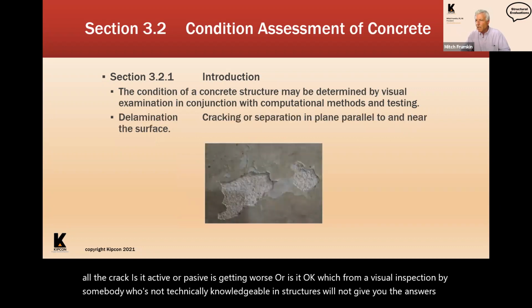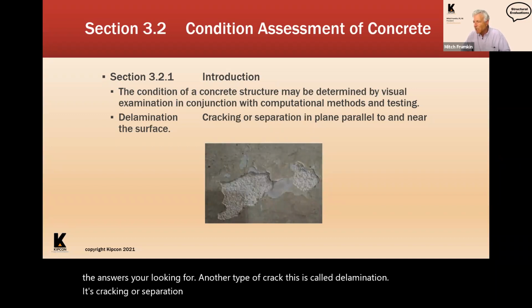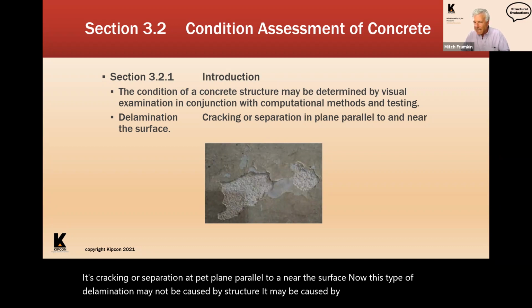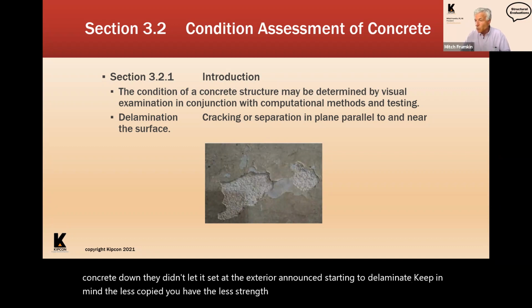Another type of crack, this is called delamination. It's cracking or separation in a plane parallel to and near the surface. Now, this type of delamination may not be caused by structure. It may be caused by when they put the concrete down, they didn't let it set at the exterior, and now it's starting to delaminate. Keep in mind, the less concrete you have, the less strength, but this may be something not to worry about just based on what the look is.